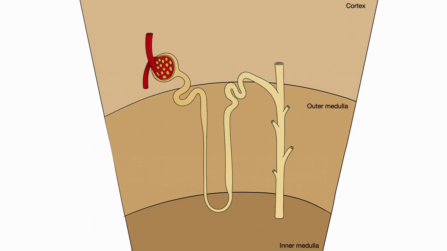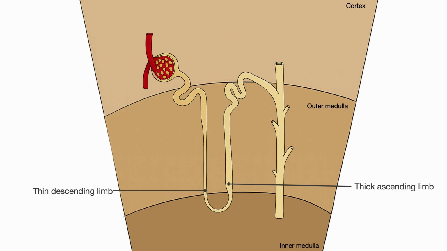Countercurrent multiplication occurs in the loop of Henle with juxtamedullary nephrons. Juxtamedullary means the glomerulus remains in the cortex, but near the corticomedullary junction, with the loop of Henle extending all the way into the inner medulla. The term countercurrent refers to the fact that the descending and ascending limbs of the loop of Henle flow in opposite directions, enabling the exchange of water and solutes in a fashion that concentrates the medullary space.